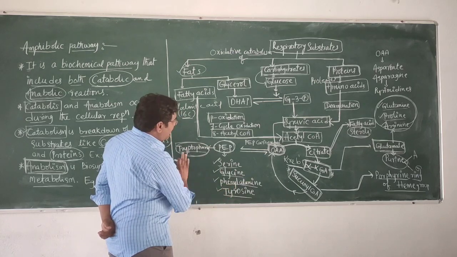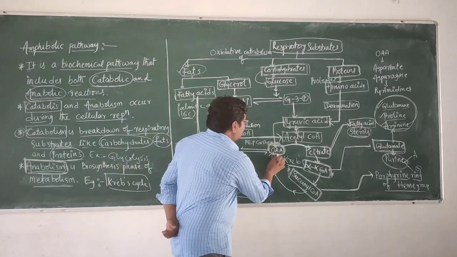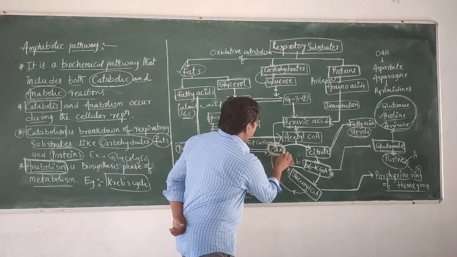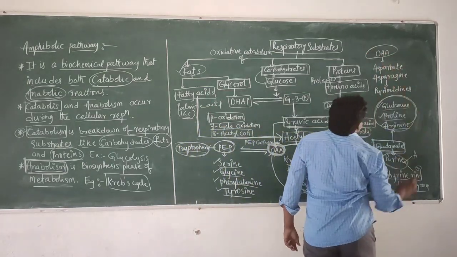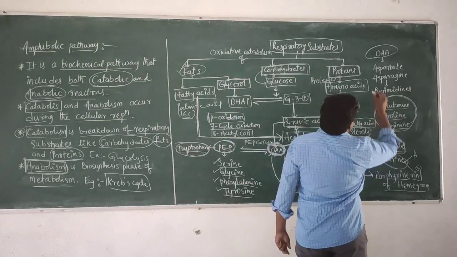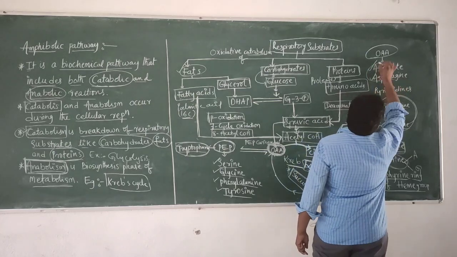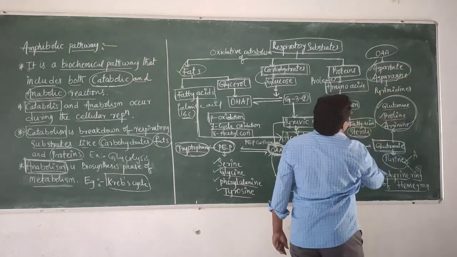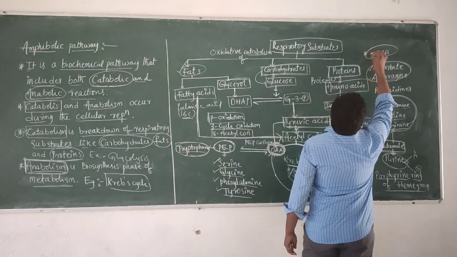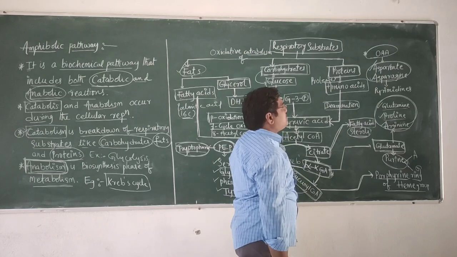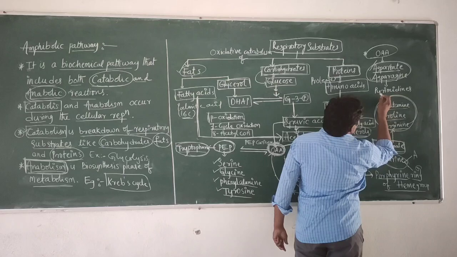So these five amino acids are synthesized from phosphoenol pyruvic acid. Next, the end intermediate product in the Krebs cycle, oxaloacetic acid, is the main precursor for aspartic acid and asparagine. So these are the main amino acids synthesized from oxaloacetic acid, the last intermediate product in the Krebs cycle.